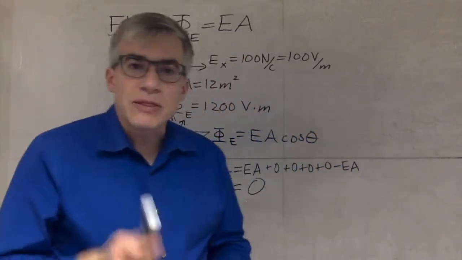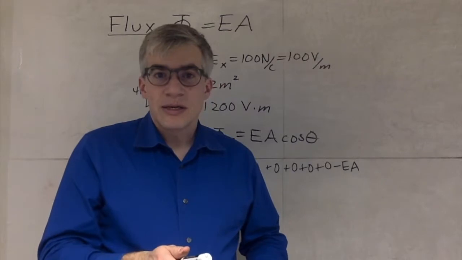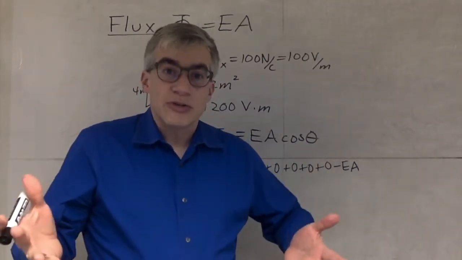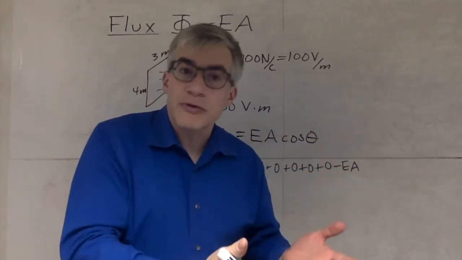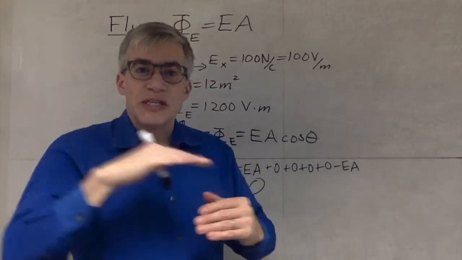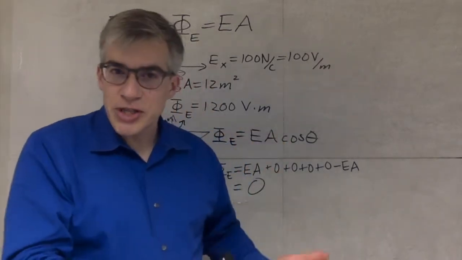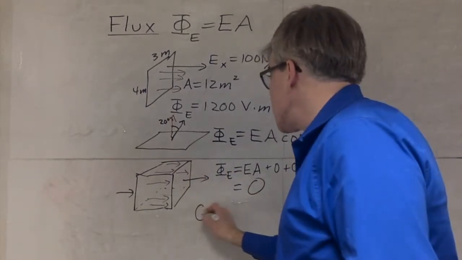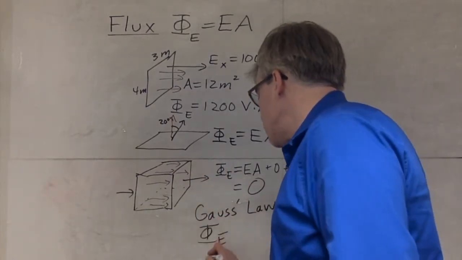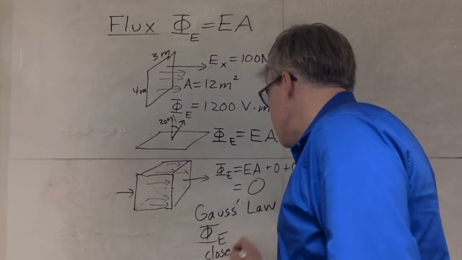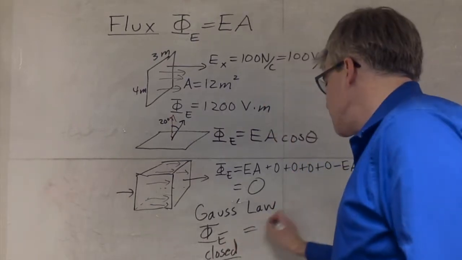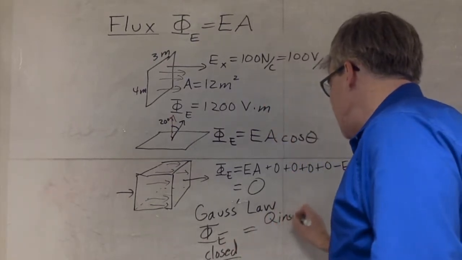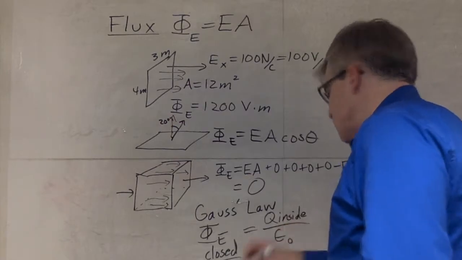That tells you that there's no charge present, because charge changes the electric field. If you encounter a charge, the field is different. So if your electric field is not changing, there must not be any charge there. And the reason we study flux, Gauss's law says that the electric flux through a closed surface is equal to the charge inside divided by epsilon naught. Gauss's law is a great way to avoid calculus.